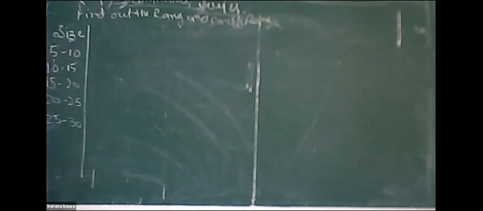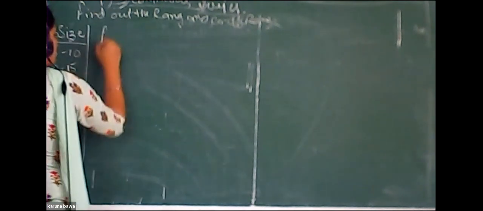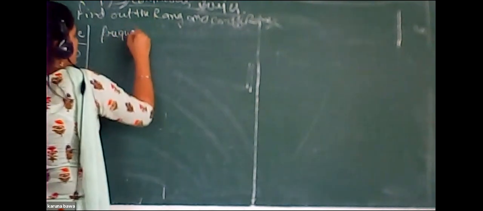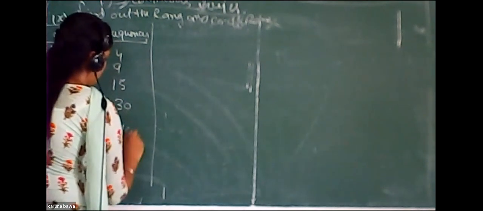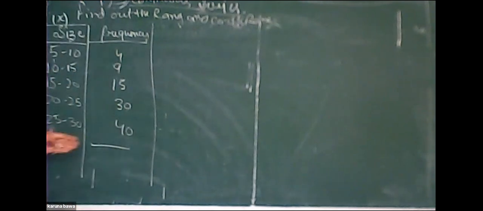So now, on the other hand, frequency. Frequency means the f value. So size is denoted with the value of x. So the frequency is 4, 9, 15, 30, and 40. So this is the frequency.